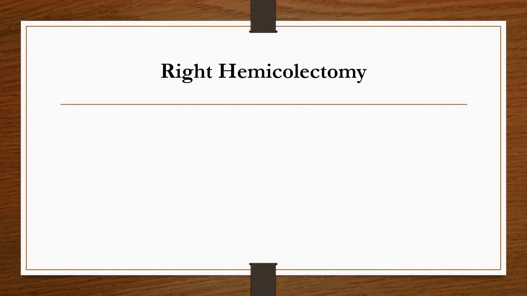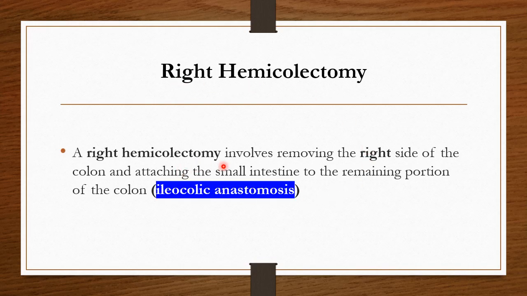Now we come to right hemicolectomy. Right hemicolectomy involves removing the right side of the colon and attaching the small intestine to the remaining portion of the colon. And this is known as the ileocolic anastomosis.